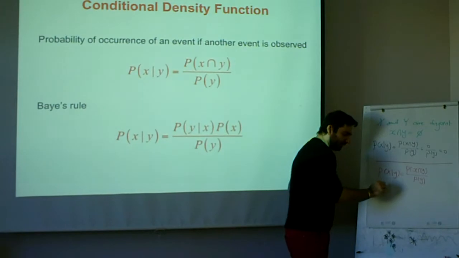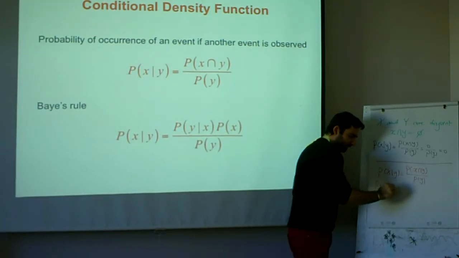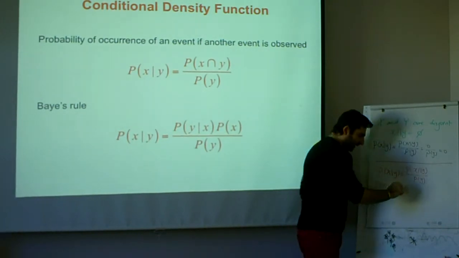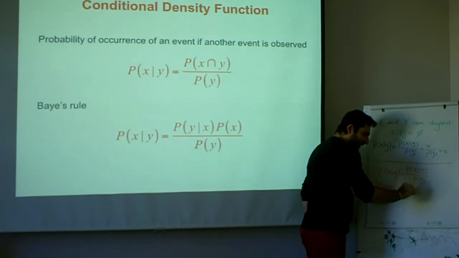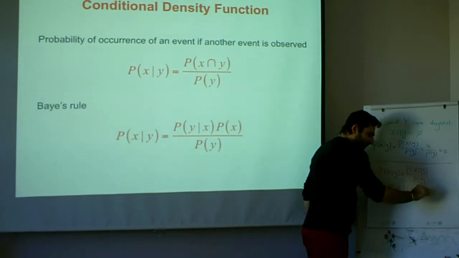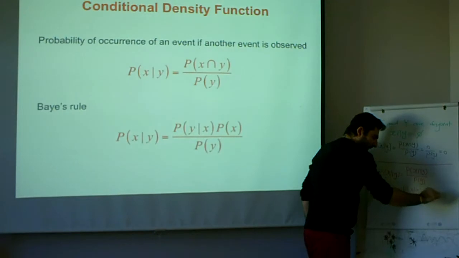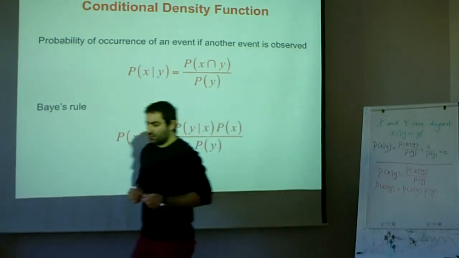The probability of x intersected by y is the probability of x given y multiplied by the probability of y. Do we all agree?